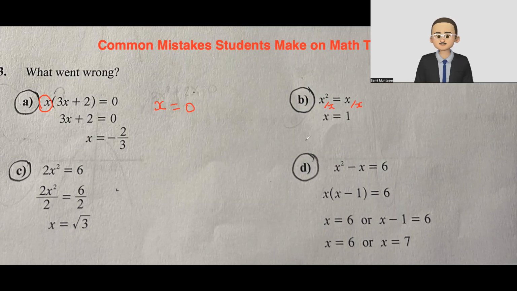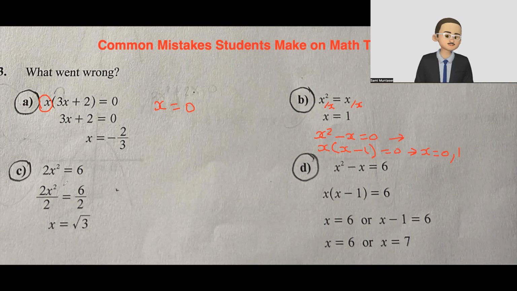What they should have done is gone x squared, took the x to the other side, minus x equated to 0. And then they take x out as the greatest common factor and they're going to get x minus 1 equals 0. And now you know the answer is going to be x equals 0 and 1. So as you see here, they missed part of the answer.